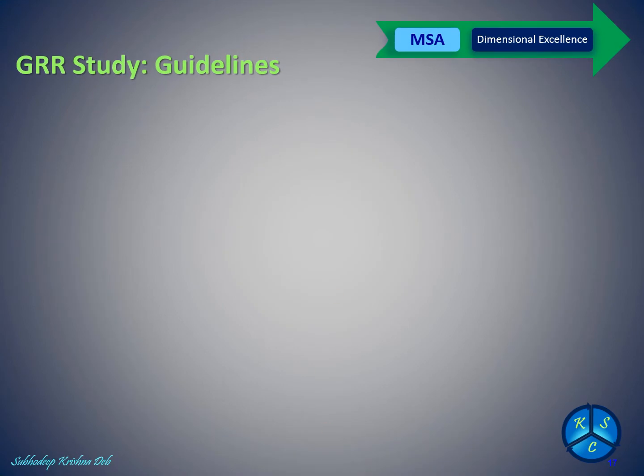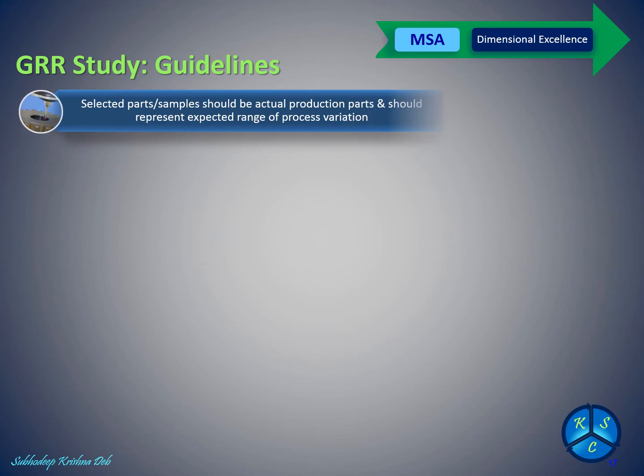Now there are a set of guidelines we need to follow during the GRR study to get the most benefit out of it, so we can get the actual case where what needs to be done. So selected parts or sample should be the actual production part. It should not be like that some best parts we have selected and kept to do the MSA study. It should not be like that. We should use the parts from the actual production parts, and it should represent the expected range of variation.